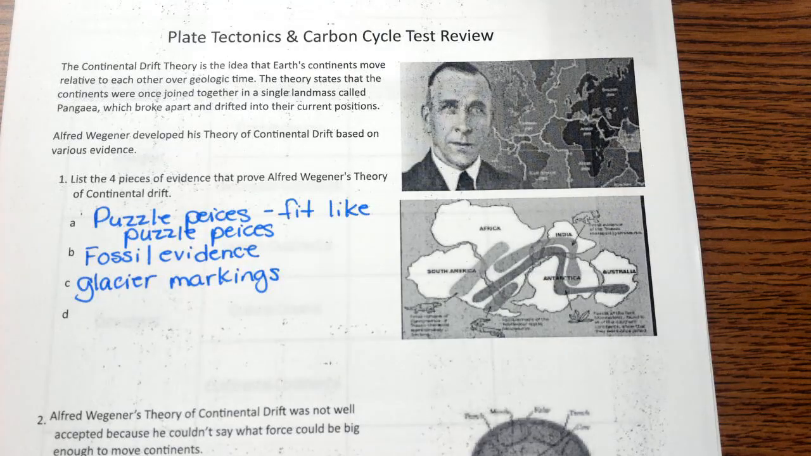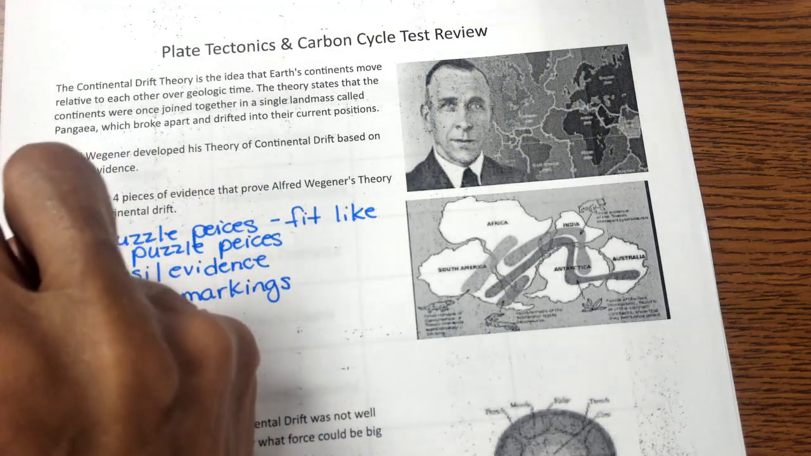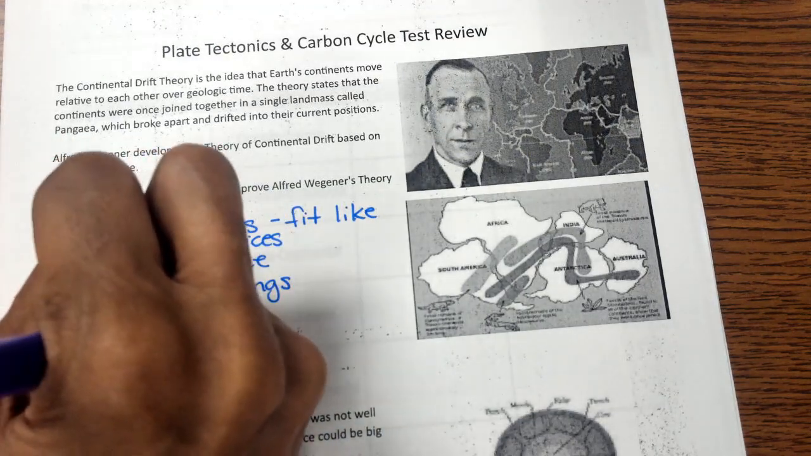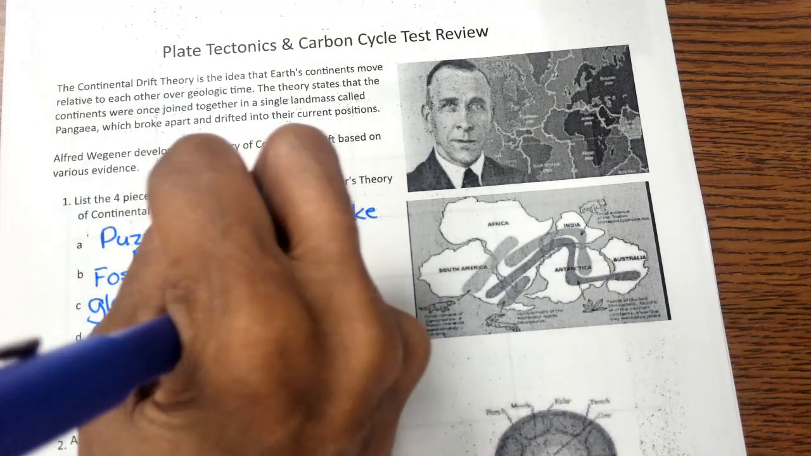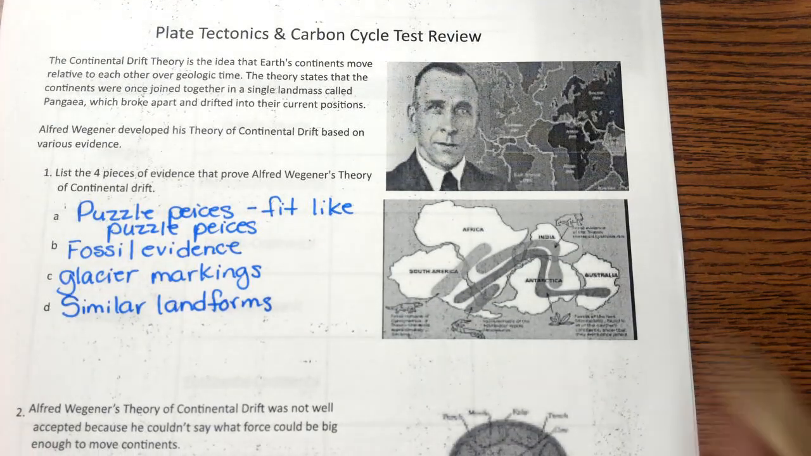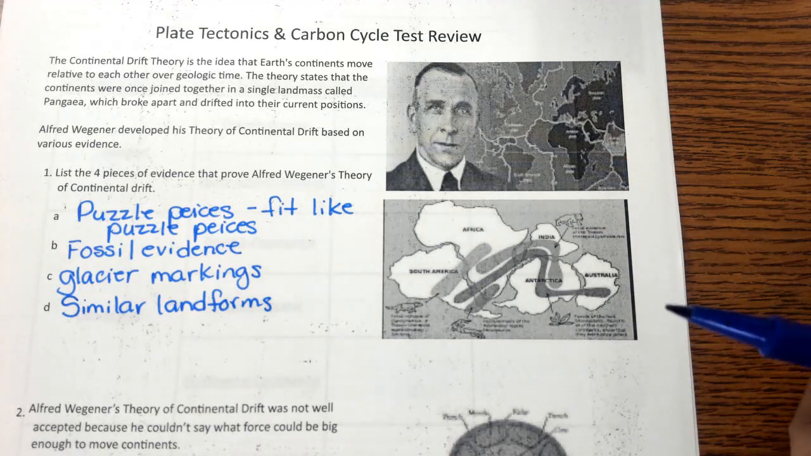And his last piece of evidence was, excuse me, sorry about that. Okay, so we were on the last piece of evidence, and the last piece of evidence were similar landforms. So he found similar mountain ranges matched, but they matched on different continents. Okay. So those were the 4 pieces of evidence that he used to prove that the continents were all connected in one giant landmass called Pangaea.